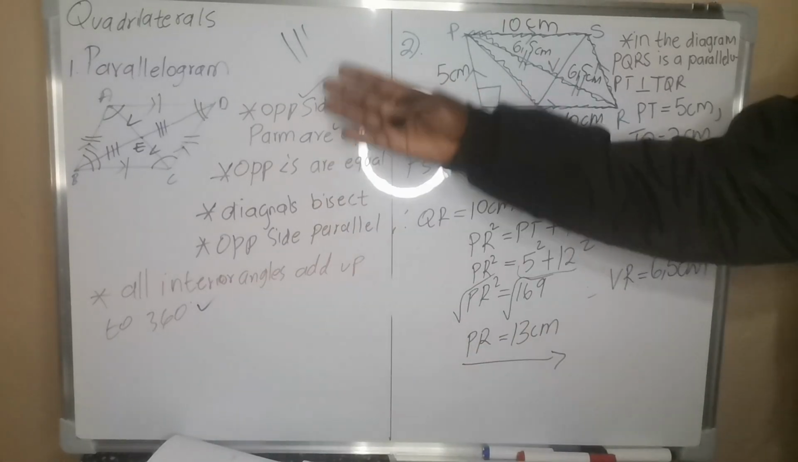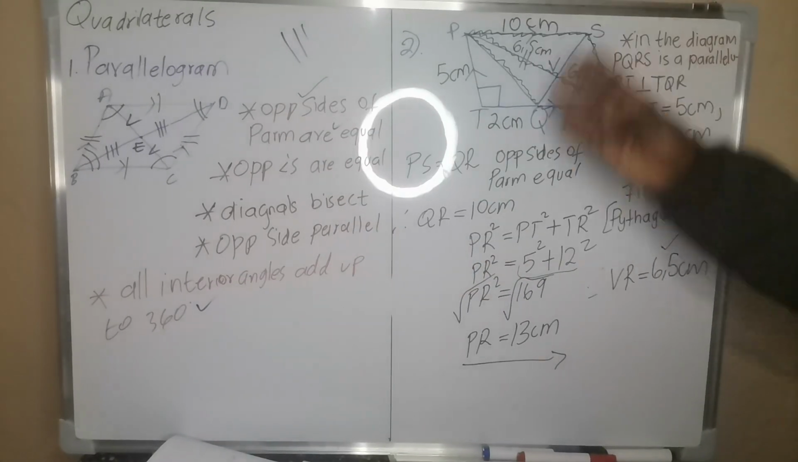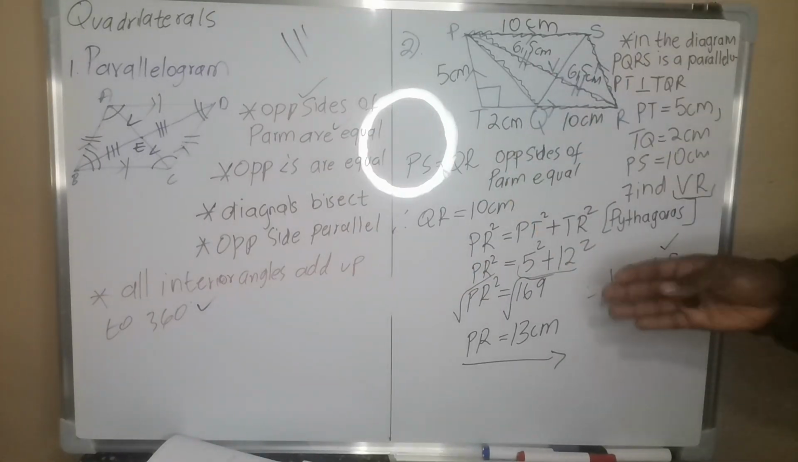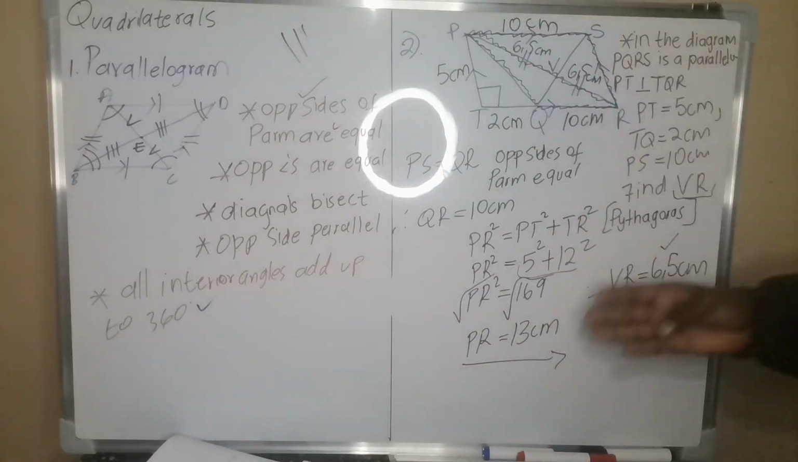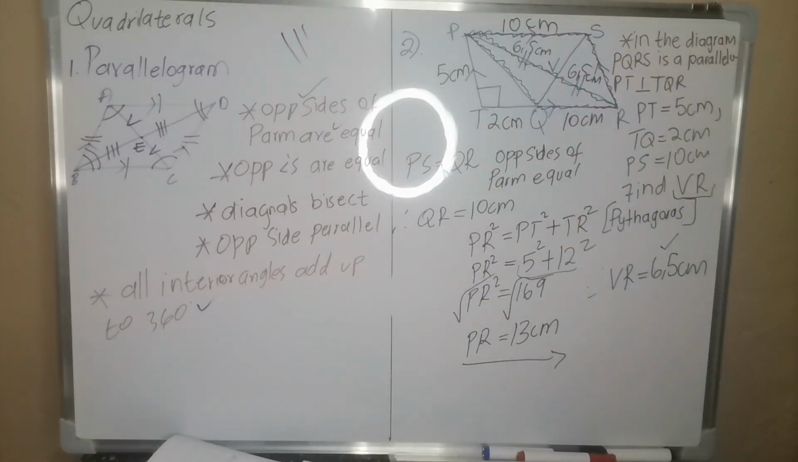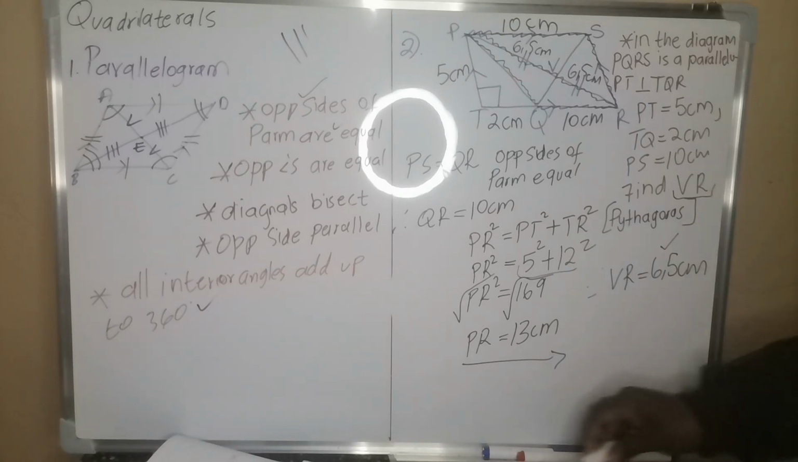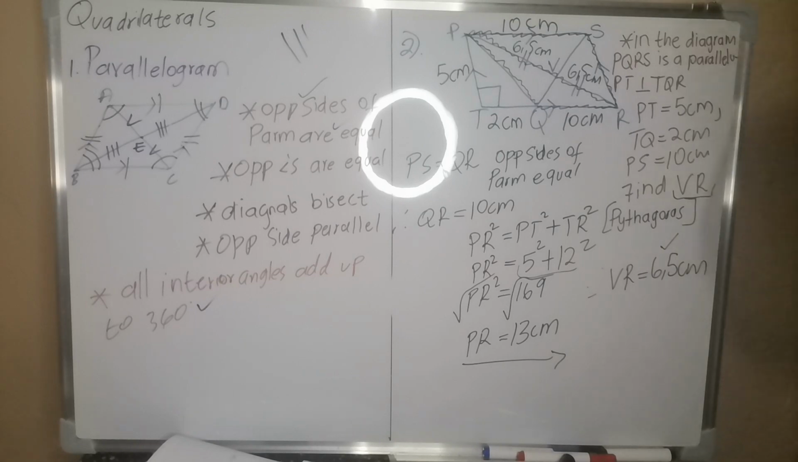Use these properties to simplify problems here. Very simple, guys. Use these properties to find your values here. You'll be okay. Let us do another example about parallelogram.